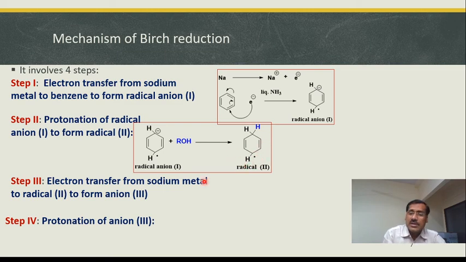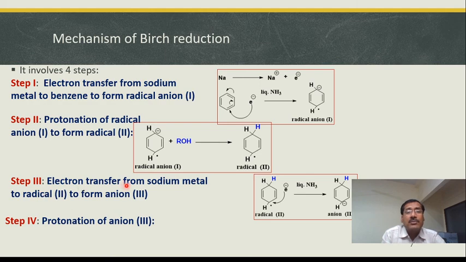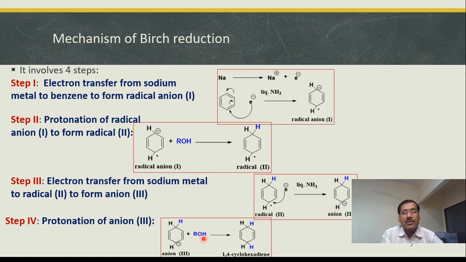Now the third step is again one more electron transfer, because you have added one hydrogen only in step 2. One more hydrogen is to be added, and before adding one more hydrogen you need to add one more electron. So electron transfer from the sodium metal to the radical 2 to form anion 3. So this radical will take up one more electron and it will be converted into a negatively charged species, that is anion 3. And in the last step, which will be a replica of step 2, it will take up the proton from the alcohol to form 1,4-cyclohexadiene, which is the product of this reaction.